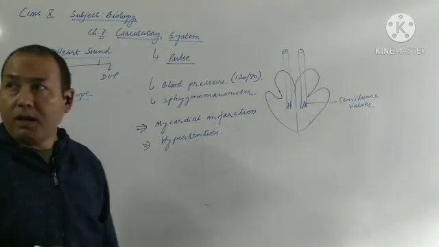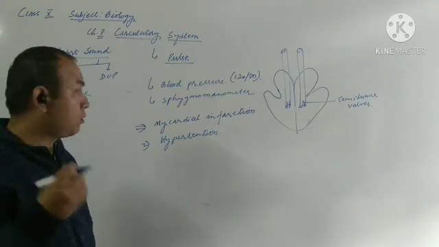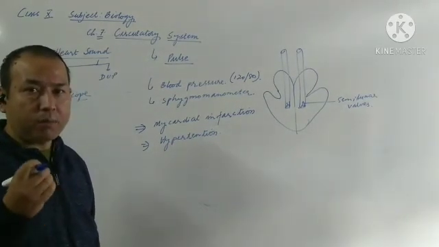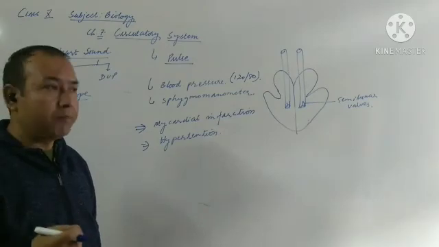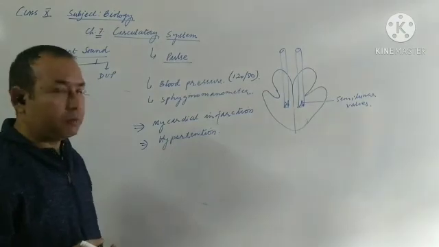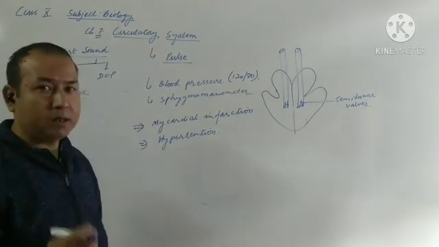What happens? We have already learned about the coronary arteries, left and right. If these coronary arteries are blocked due to the formation of some blood clot and so on, then the person is said to be suffering from myocardial infarction. Okay, this much in this video, students.